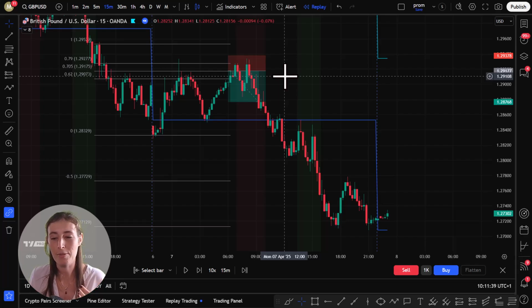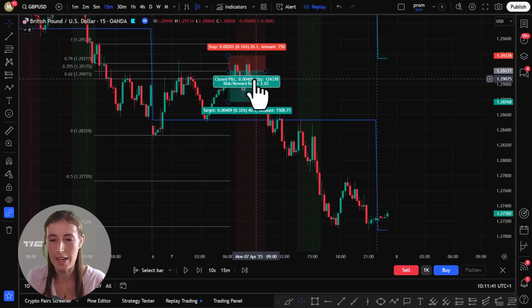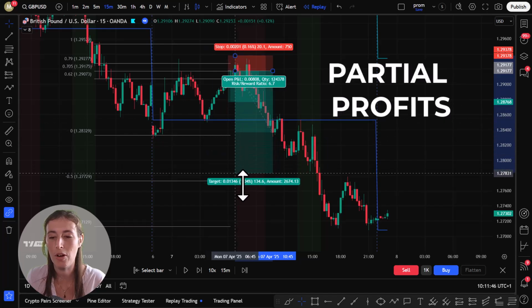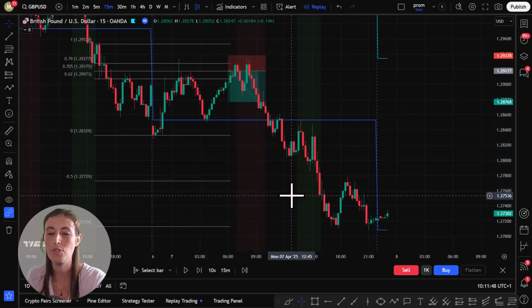So for me personally with this, I could have done this a little bit differently. I could have opened up 2 positions. I could have taken some profits at 2R. I could have left a runner. I could have done a few different things to maybe make some more money on this trade.